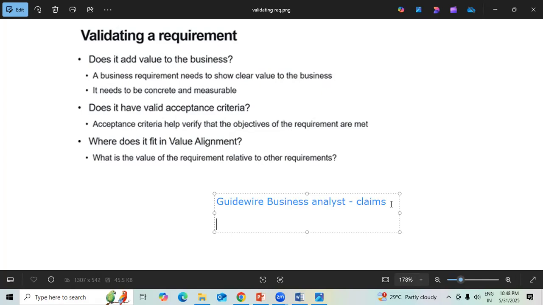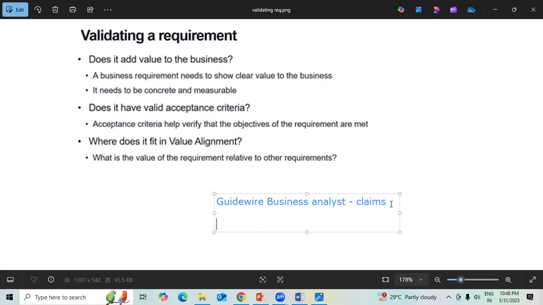The next one is value alignment, because how rightly the requirement fits relative to other requirements is also important. How we are integrating the requirements is important. Integration means how interconnected; more than integration, I can say interconnected, right? So how are these requirements interconnected or interdependent? That sort of understanding is required. So what is the value of a particular requirement relative to the other requirements we have?